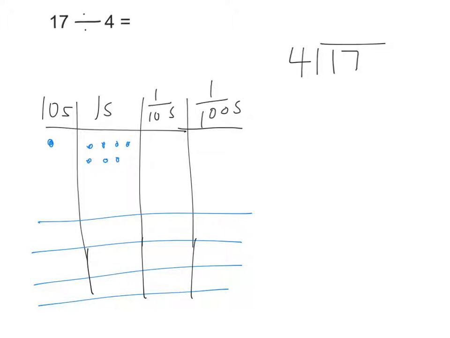1, 2, 3, 4. Okay, good. Now you can also see I've started to set up my standard algorithm. I have my dividend, 17, inside the house, and I have my divisor of 4 knocking on the door. Can I share this 1 ten equally amongst 4 groups? Do I have enough tens? No. What does that mean I need to do? Regroup or unbundle.